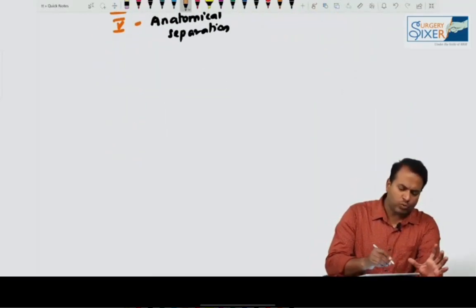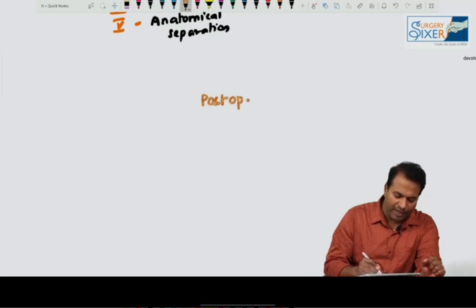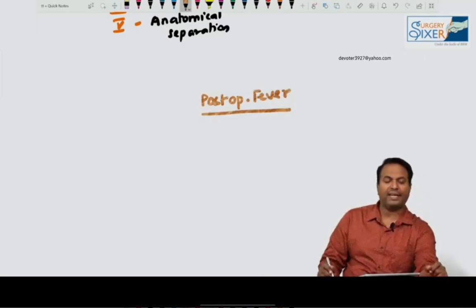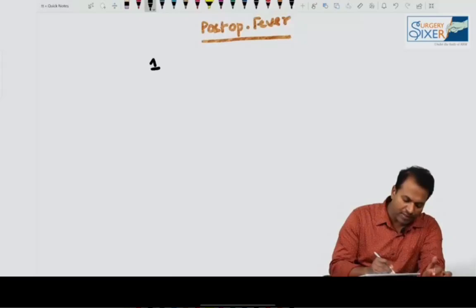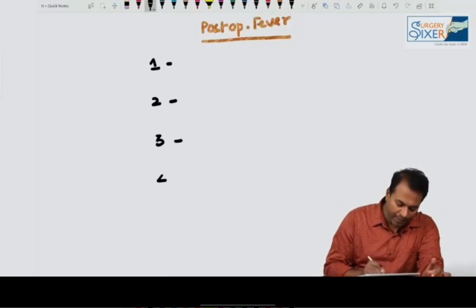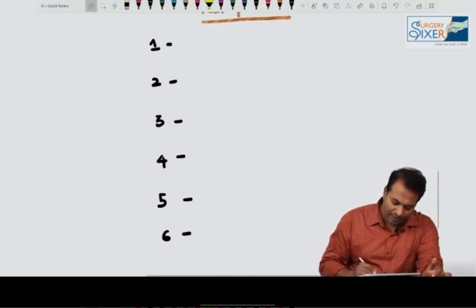Now, surgical site infection is one of the important causes of post-operative fever. A patient who is operated on and has fever in the post-operative period, what are the causes? For the causes of fever on the first day, second day, third day, fourth day, fifth day, sixth day, seventh day, I used to remember by the mnemonic.